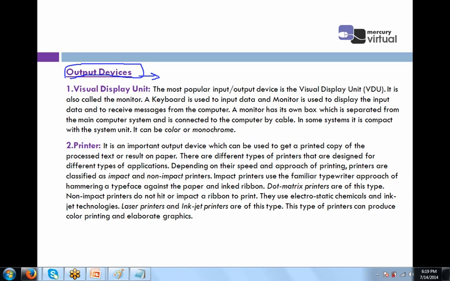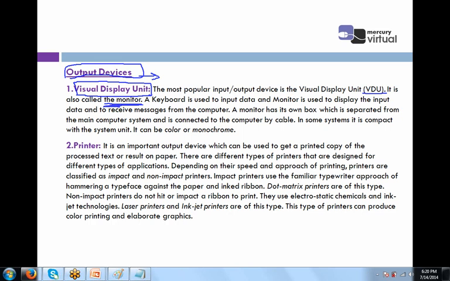The first one is VDU, that is your monitor screen. As everyone knows, monitor screen, CRT monitor, TFT monitor, LCD monitor. So this is also known as VDU, short form of visual display unit. The most popular input-output device is the VDU, that is your visual display unit. It is also known as a monitor.